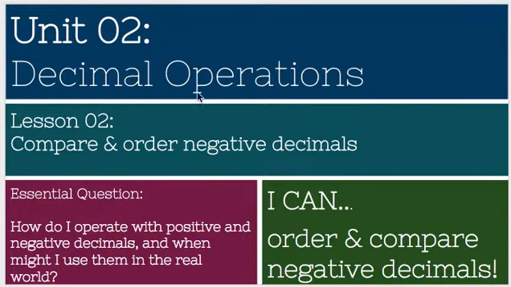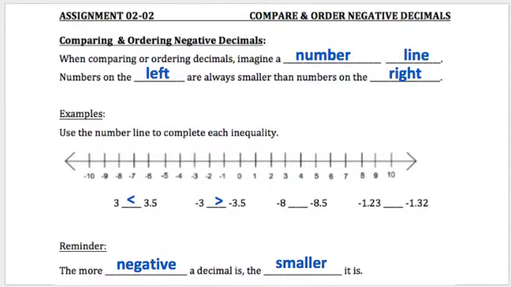All right, let's go. I'm going to give you a minute to get to the page that you need to get to. Looks like this in your packet. At the top it says assignment 02-02, compare and ordering negative decimals. The words that are written in blue are words for you to fill in as we go. You can listen and then fill them in. Remember that it's okay to pause the video at any time. If you need to rewind, that's cool too.